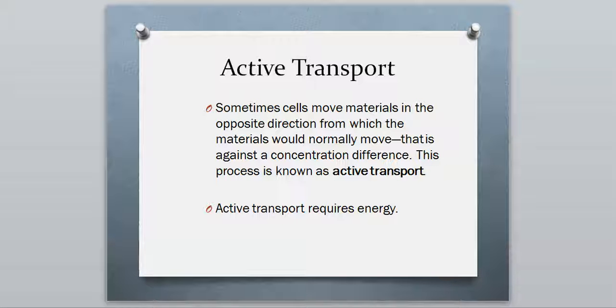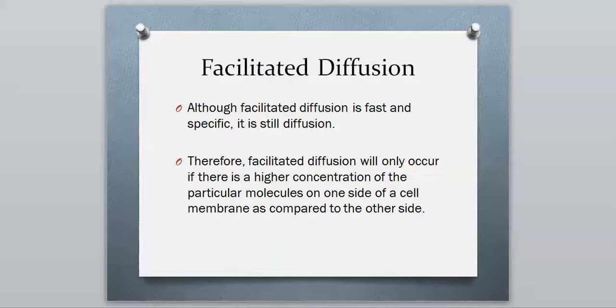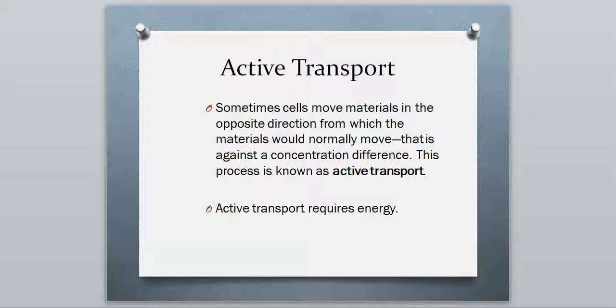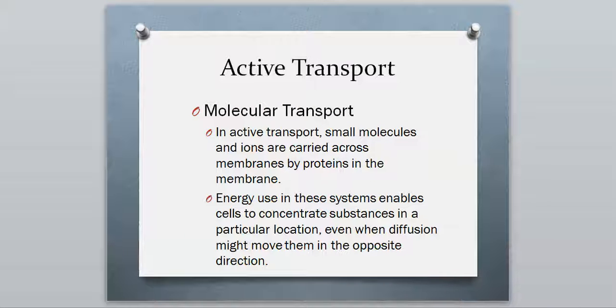Sometimes we're going to go against what this says. Sometimes cells move in the opposite direction from which the materials would normally move. That is, they go against the concentration difference. So they go from an area of low concentration to an area of high concentration, and this process is known as active transport, and active transport requires energy. So active transport is going against the concentration difference. It is going from an area of low concentration to an area of high concentration. Another name for active transport is molecular transport.